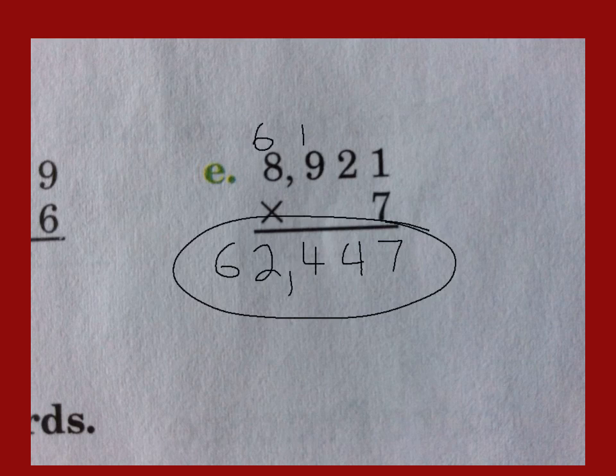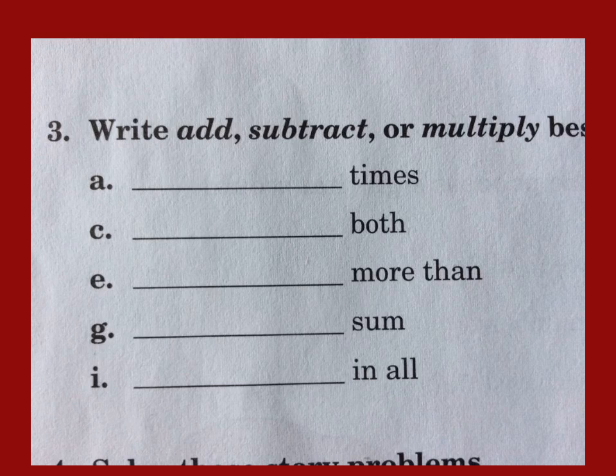Okay, number 3. Number 3 tells us to write add, subtract, or multiply beside the clue words. 3a, when you see times, that means to multiply.